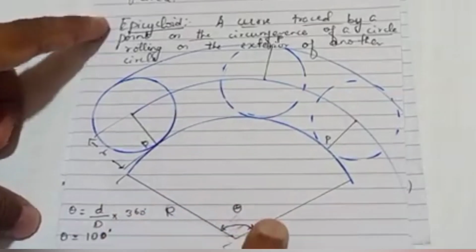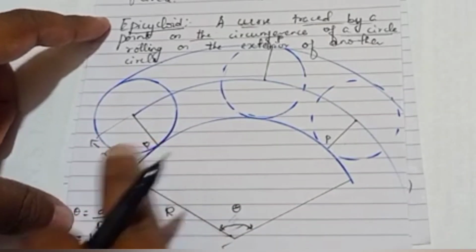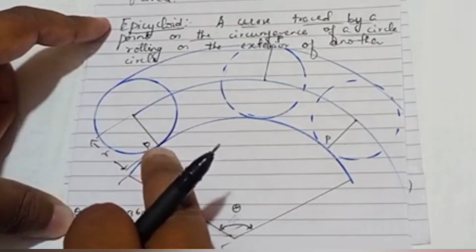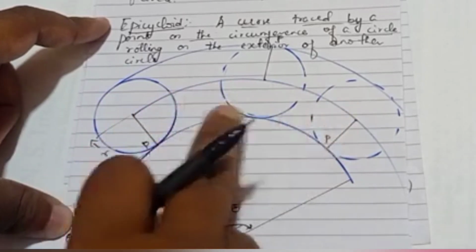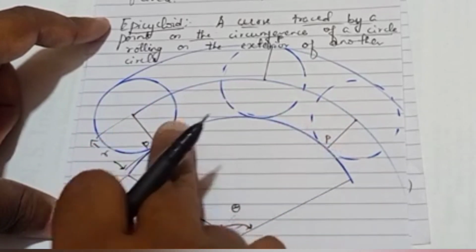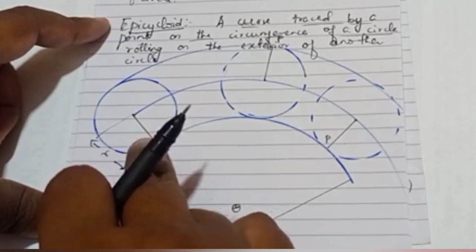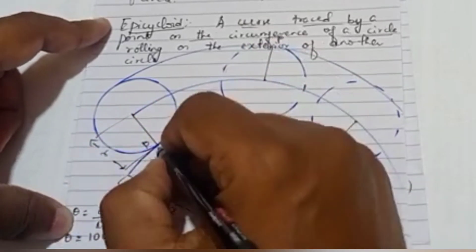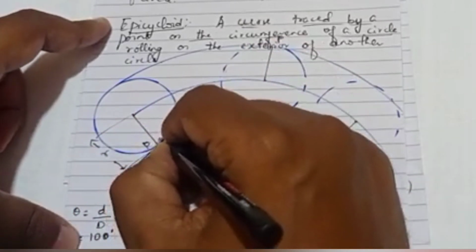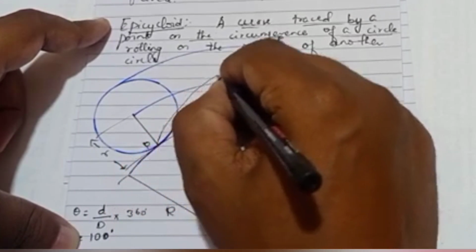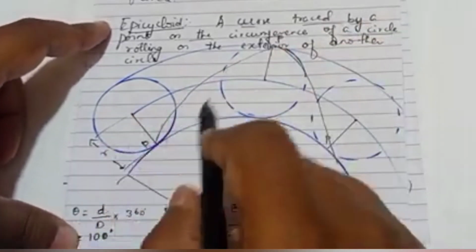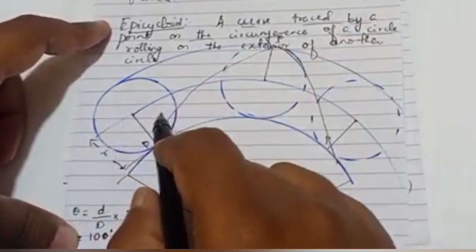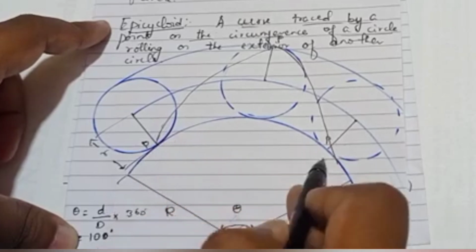One will be the bigger circle, one will be the smaller circle. You can see here, if I consider a point on the circumference of this smaller circle, as it rolls over the exterior of this another circle, it is tracing a curve here. Say if I want to join, just for an example, from here to here, then again from here to here, like this. So that is the curve which has been traced by a point on the circumference of this circle as it rolls over this another circle.